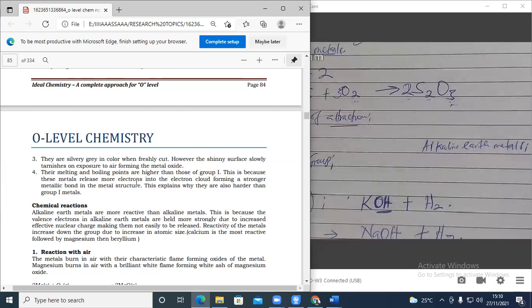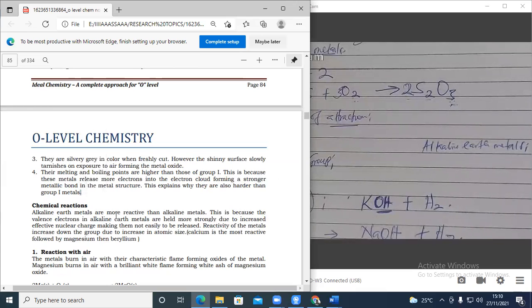Their melting and boiling points are higher than those of group one because these metals release more electrons into the electron cloud, forming a stronger metallic bond in the metal structure. This explains why they are harder than group one metals.